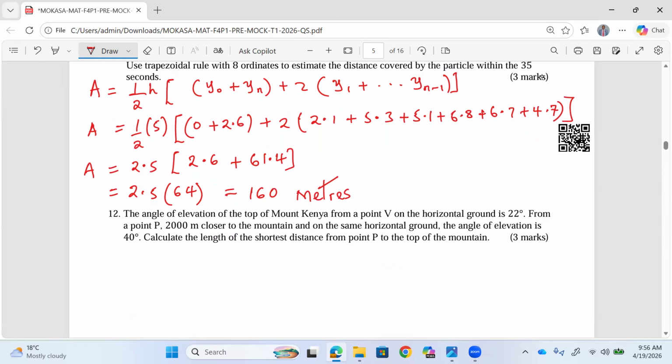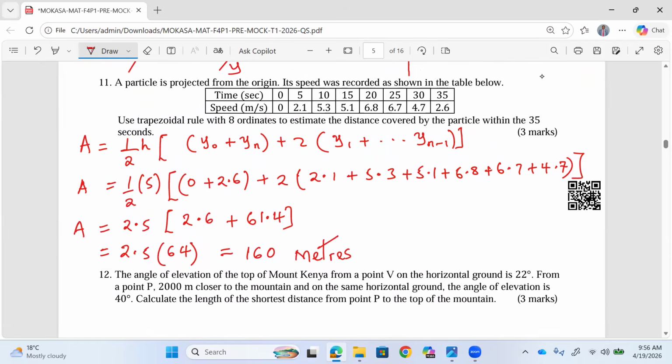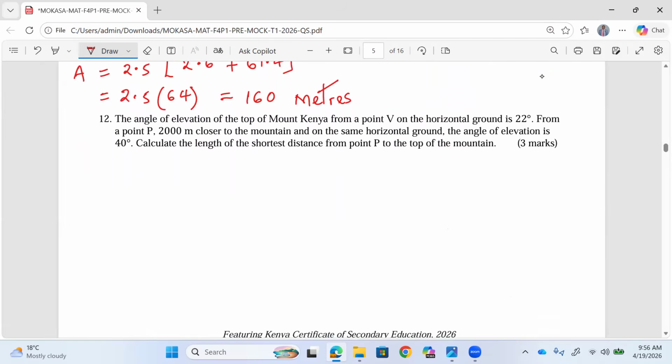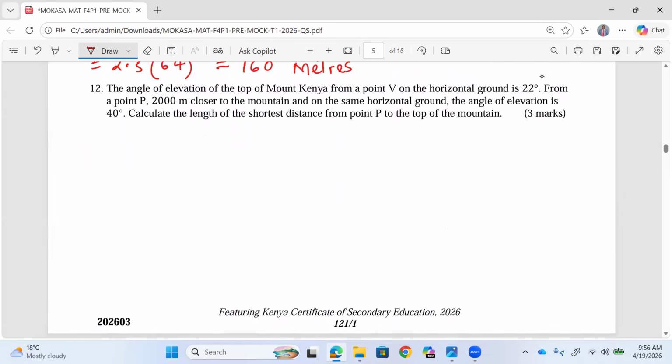Number 12. We check number 12 together. If you're getting something on area approximation using the trapezoidal rule, please type I am learning. Then we check number 12 together.